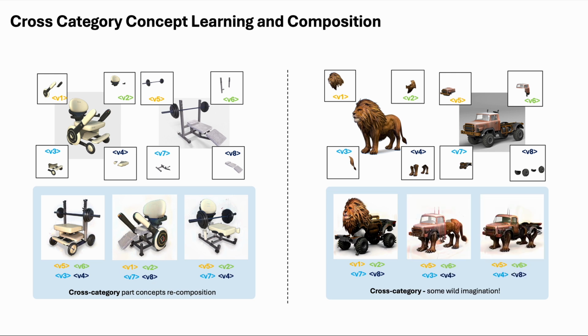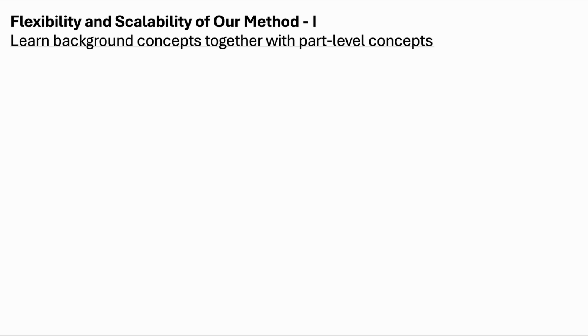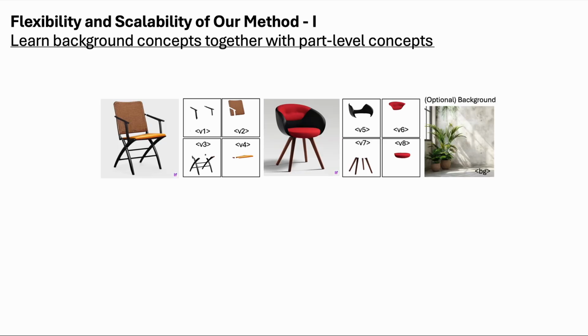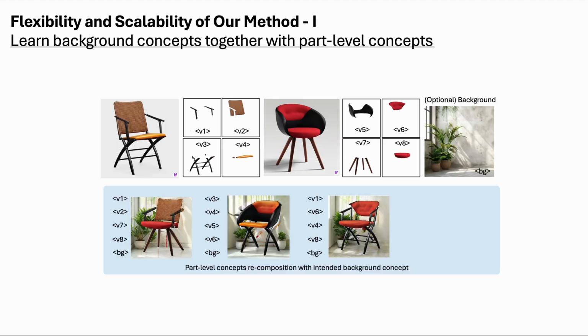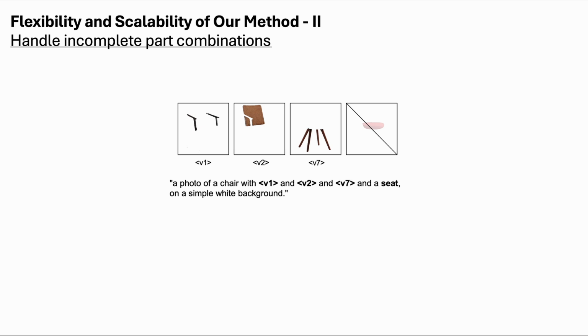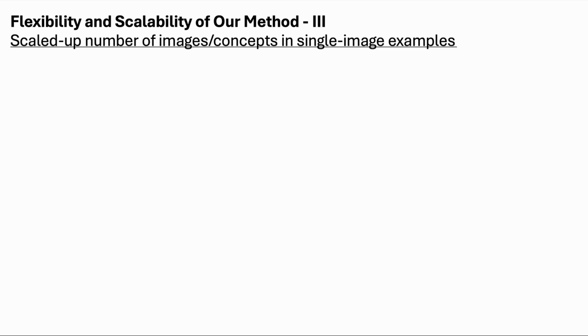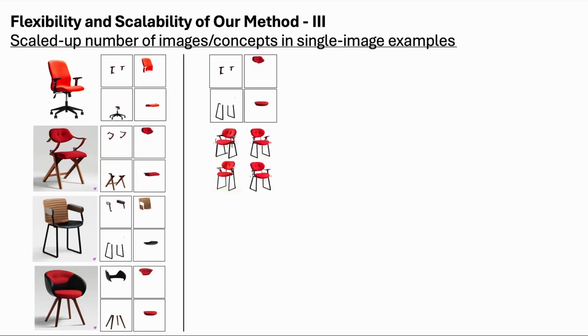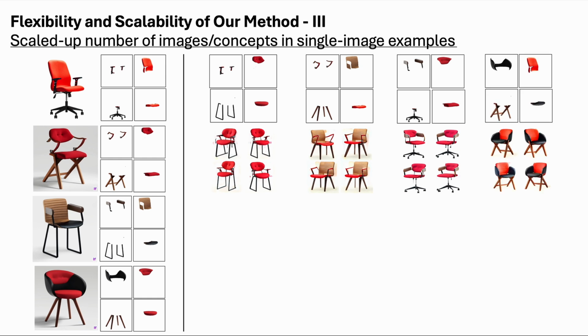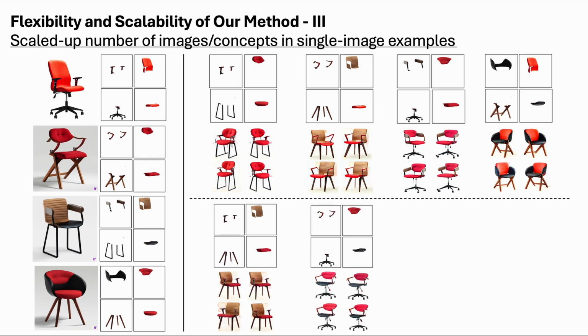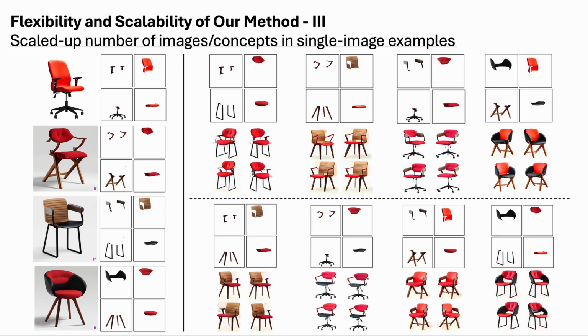Our method is also flexible and scalable. We can effectively learn background concepts together with part-level concepts and naturally blend the composed objects into the background. Our method can also handle incomplete part combinations and generate complete objects with variations in the unspecified parts. Our method can also scale up to learn many single-image examples with a large number of concepts at the same time, as shown in this 4-chair example. Thanks for watching.